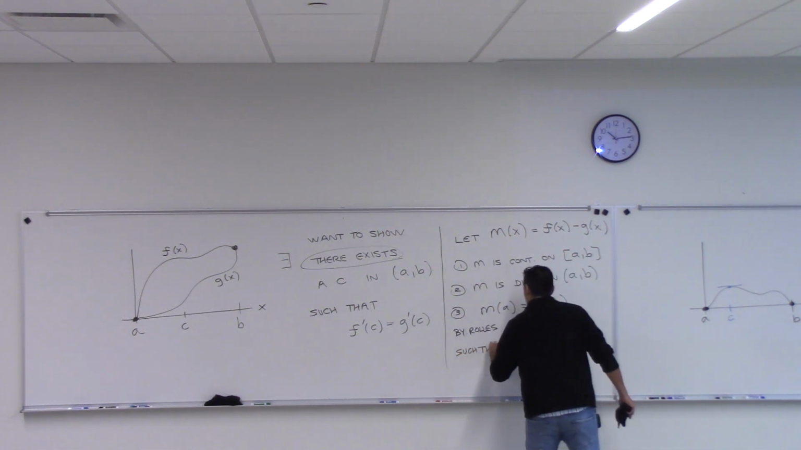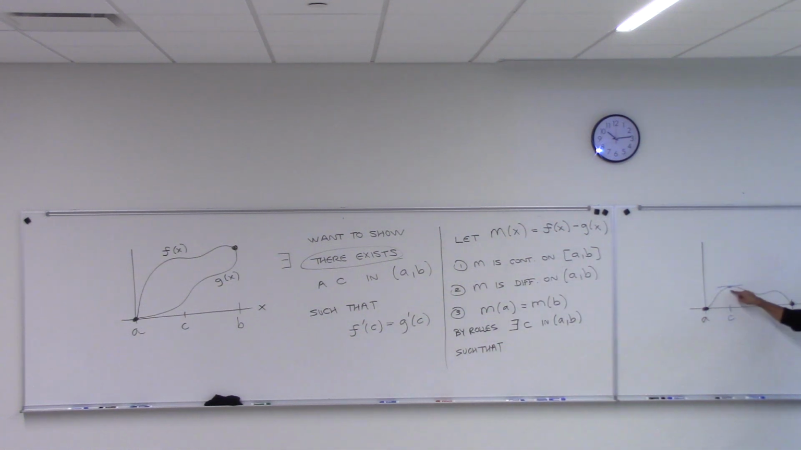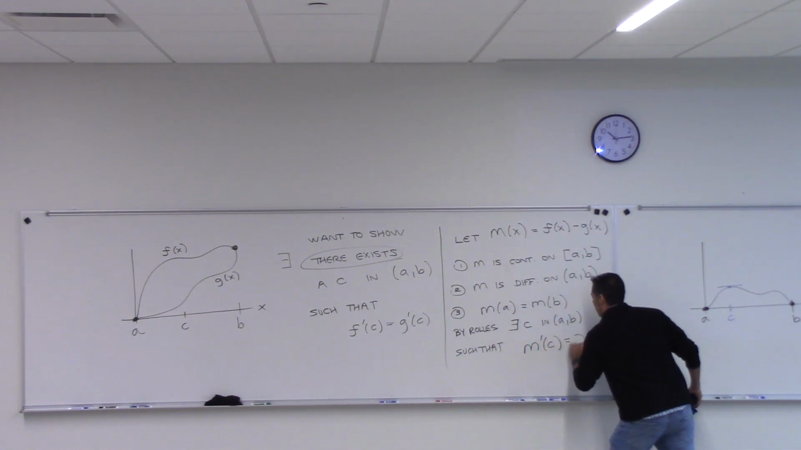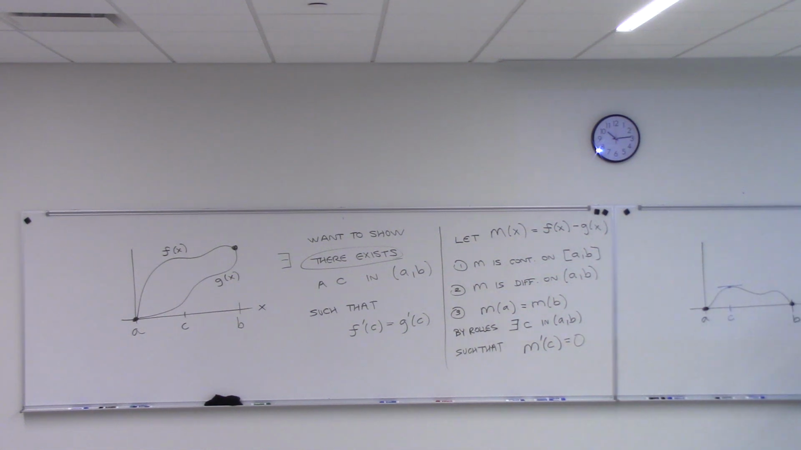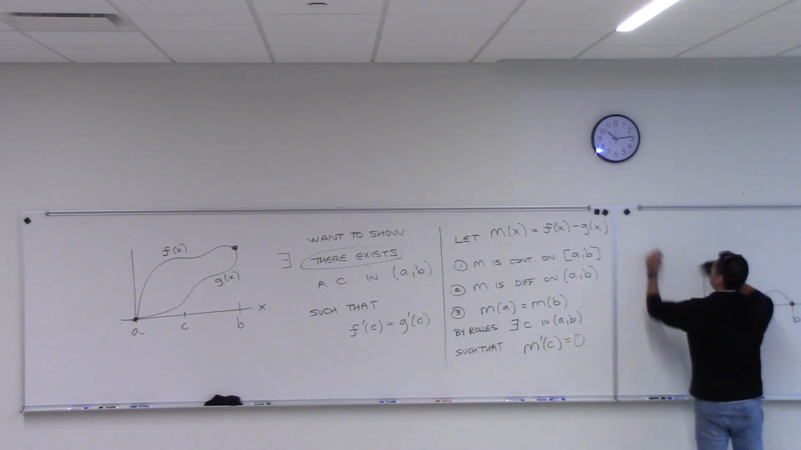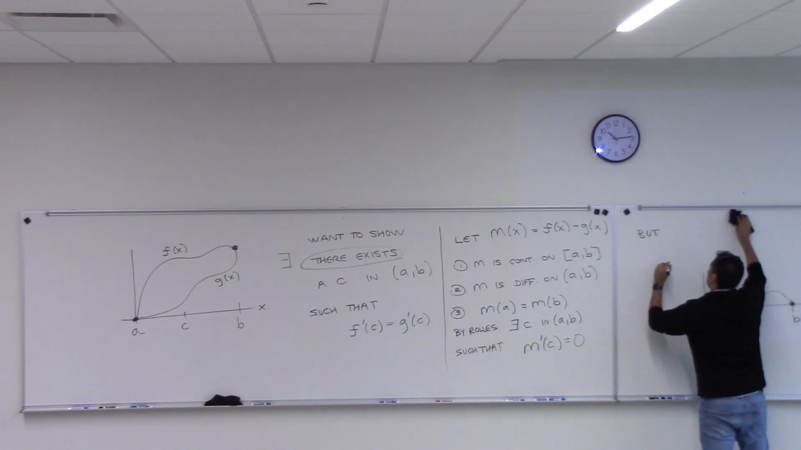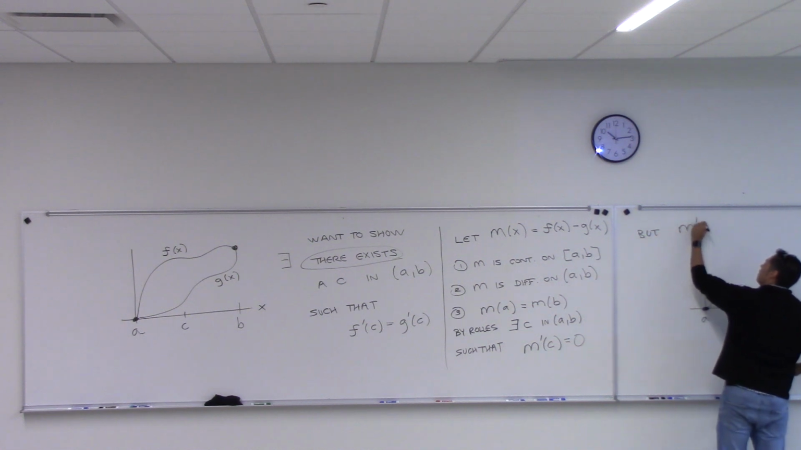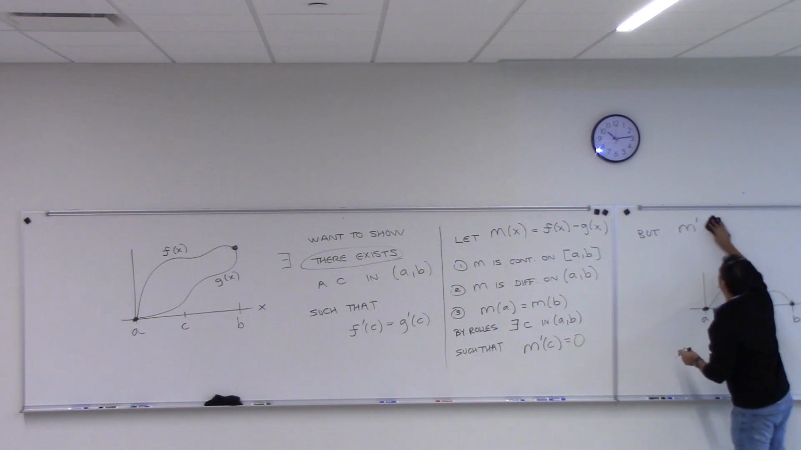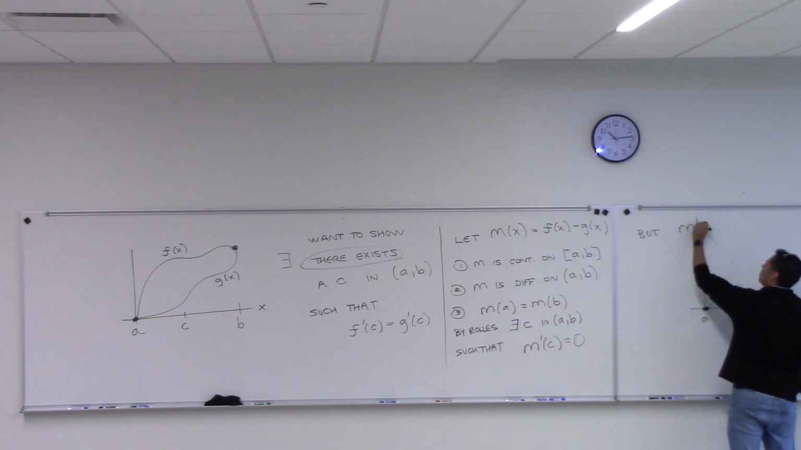what did you just say was true? There's a c in here that what would be true? The derivative of M would be 0, right? The derivative of M at that c would be 0. I'm almost there. I need 30 seconds. Everyone's on board? All right. But the derivative of M at c, right? Well, let me do it this way.